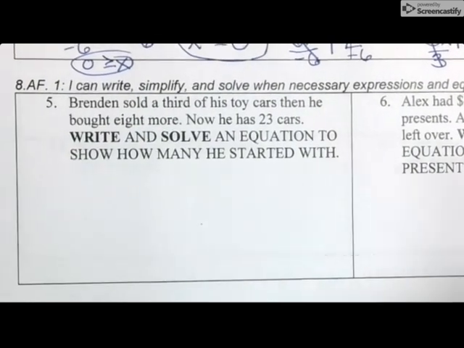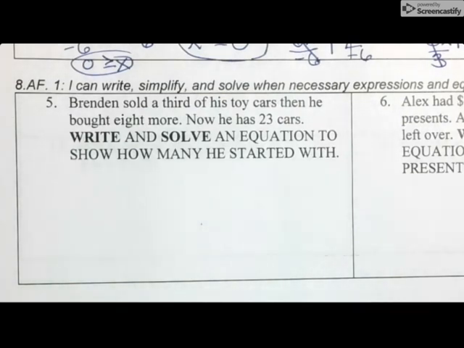All right, so we are on the next part. We're still on the first page, but we're on the "I can write, simplify, and solve when necessary expressions and equations." So it says, Brendan sold a third of his toy cars, then he bought 8 more. Now he has 23 cars. Write and solve an equation to show how many cars he started with.